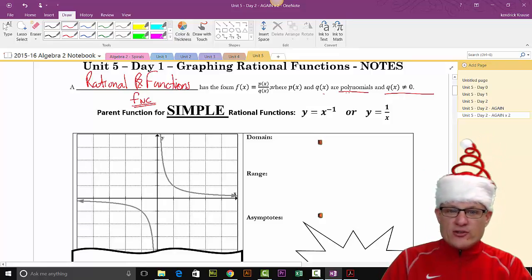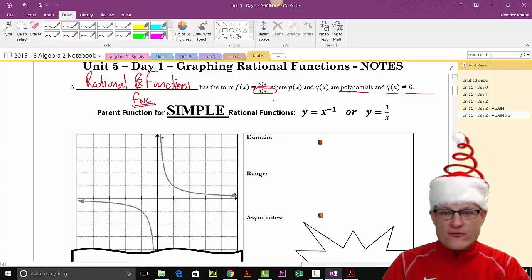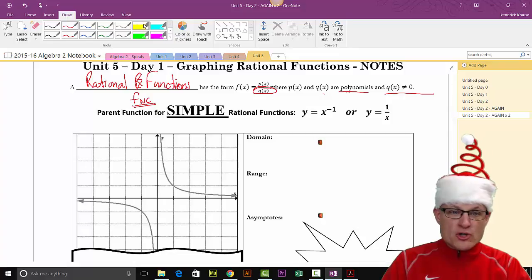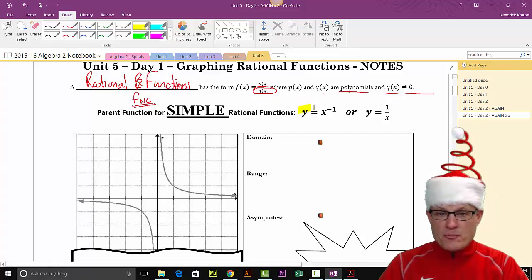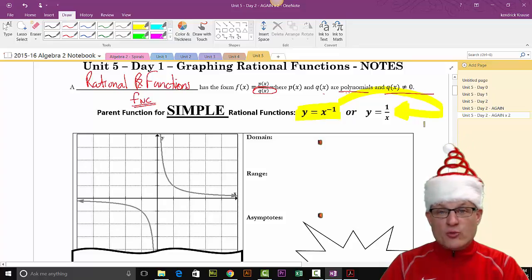All this says is you can't have zero in the denominator of a fraction. And we know that. It makes a fraction undefined. So don't do it. You're learning a new parent function today. The new parent function is, well, that should come as no surprise, x to the negative 1. But we will probably almost always see it as 1 over x.